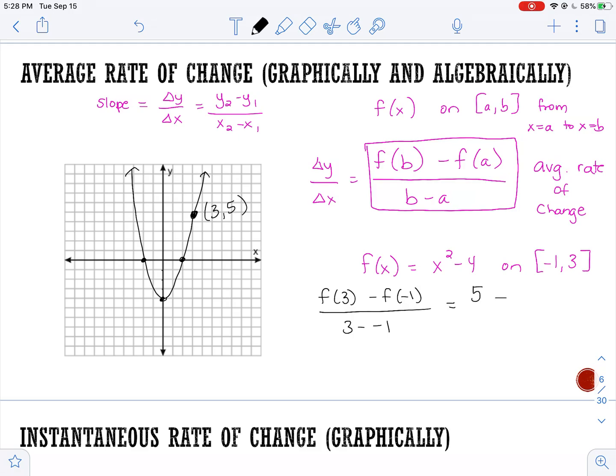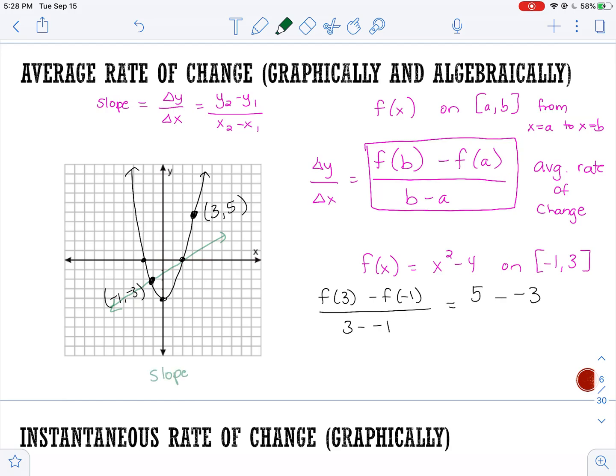And then I would subtract f at negative 1. Well, if I plugged negative 1 into that, I would get 1 minus 4, which is negative 3. So at negative 1, I'm at negative 3. So it's that point right there. So this is the point negative 1, negative 3. The average rate of change would be the slope that connects those 2 points.